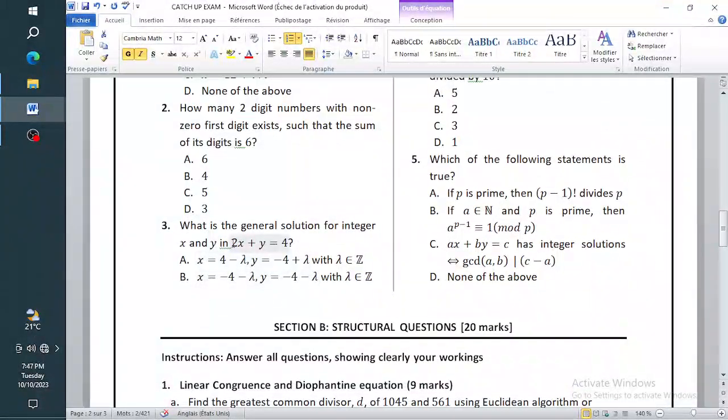Here you just have to verify that the GCD of 2 and 1 divides 4. Clearly the GCD is 1 and it divides 4, so there are solutions. You do your backward substitution and you find your initial solutions. I think you're going to get option A as your response.